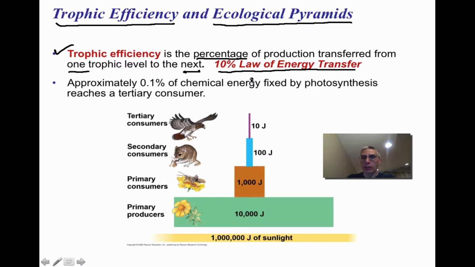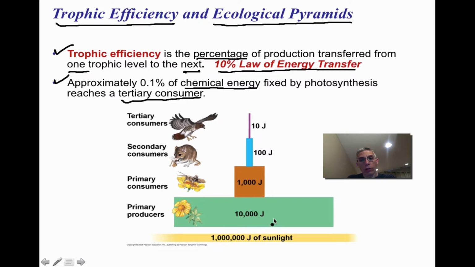And this is something that you had looked at back as a freshman in biology. So approximately 0.1% of the chemical energy that is fixed by photosynthesis is going to eventually reach the tertiary consumer at the top of our pyramid. So this is going to be our pyramid right here. And what you notice is if you look at the sunlight at the very bottom, we have 1 million joules, which is the way that we identify the energy that's coming from the sun.